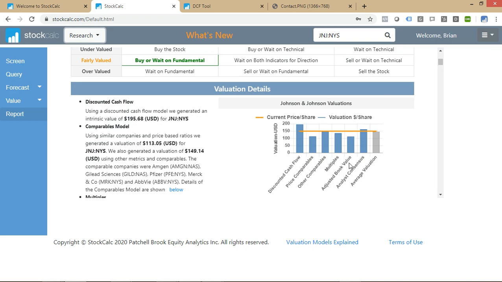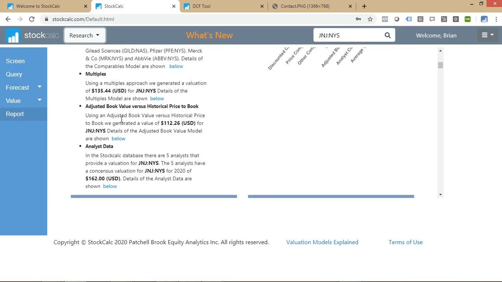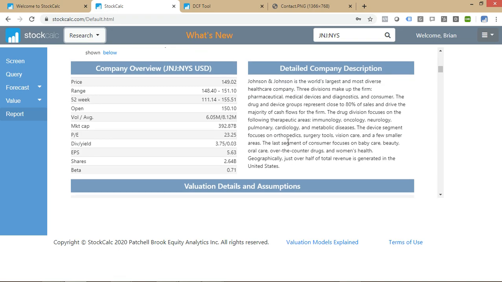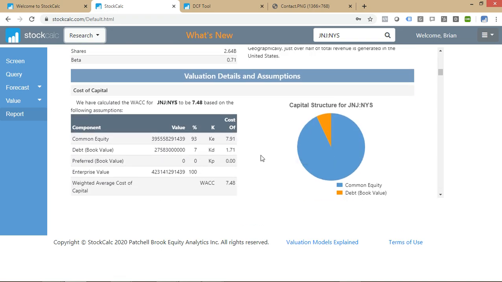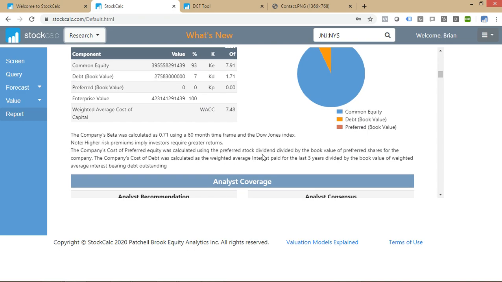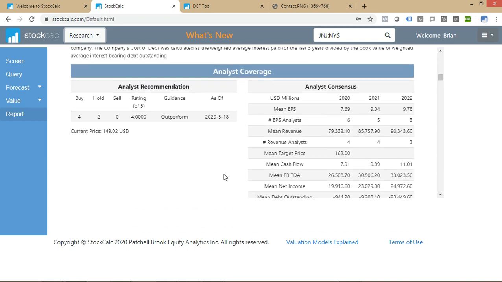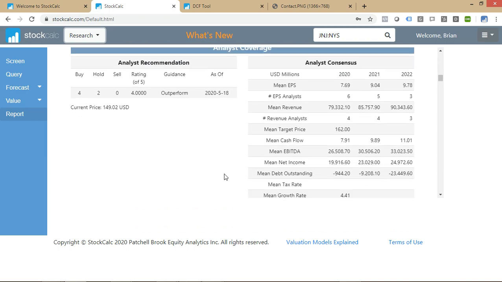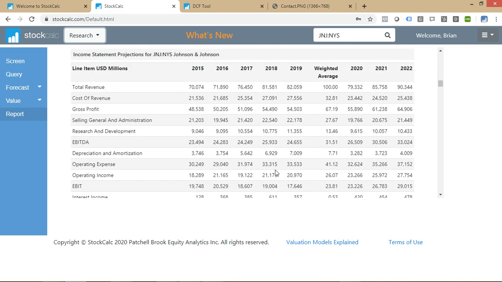So you can see a snapshot of the different models that we've used and the valuations that have been generated by those models. A bit of an overview as well on the models here. Then some information on the company, and we get into the detail of the modeling. Here you can see the weighted average cost of capital, the assumptions that we've made there, what analyst consensus data we have available on the company. We forecasted the financials, income statements in this case.